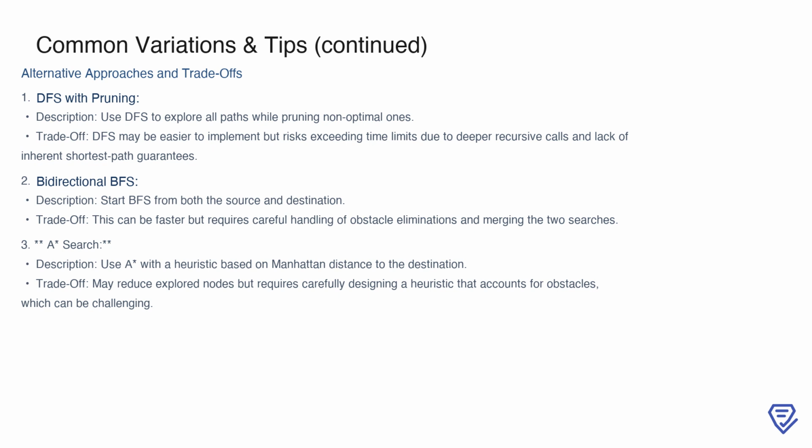A third option is A* search, which uses a heuristic like the Manhattan distance to guide the search towards the goal. This can reduce the number of explored nodes, but designing a heuristic that accounts for obstacles can be tricky. Each of these approaches has its pros and cons, so choosing the right one depends on the specific constraints and requirements of the problem.